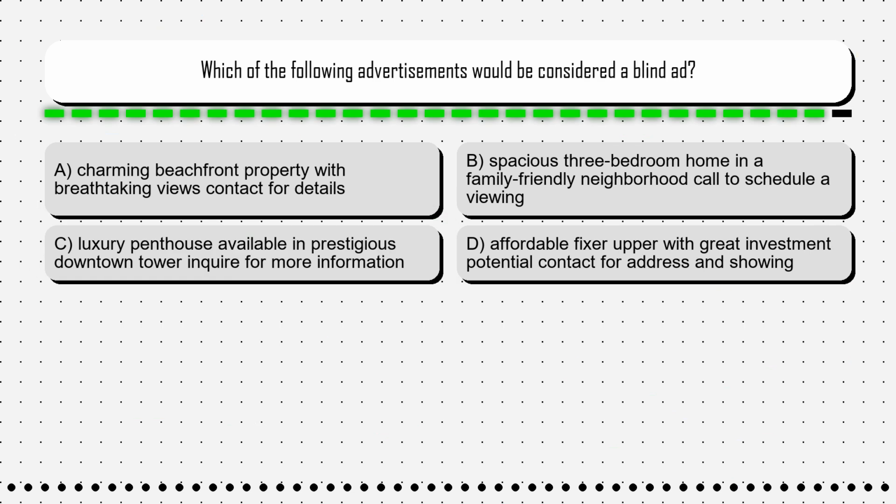Question 84. Which of the following advertisements would be considered a blind ad? Option A, charming beachfront property with breathtaking views. Contact for details. Option B, a spacious 3-bedroom home in a family-friendly neighborhood. Call to schedule a viewing. Option C, luxury penthouse available in prestigious downtown tower. Inquire for more information. Option D, affordable fixer-upper with great investment potential. Contact for address and showing.